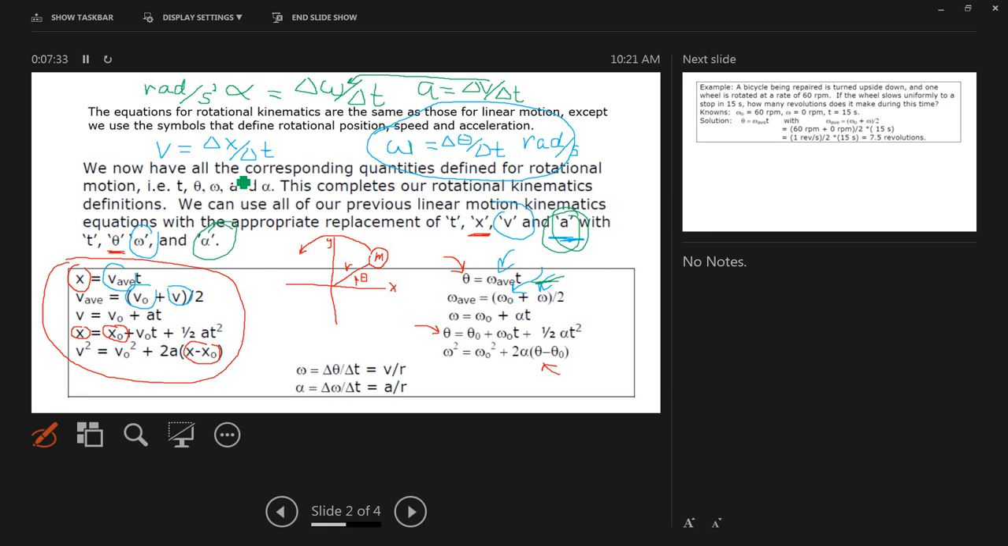So everywhere we see an a in our formulas, here and here and over here, we can convert that over and put an alpha in our formulas. It's that simple, folks. There's the set of equations that we can use to do rotational kinematics, just like we did linear kinematics back in chapter 2 and chapter 3. So let's go ahead and look at an example.